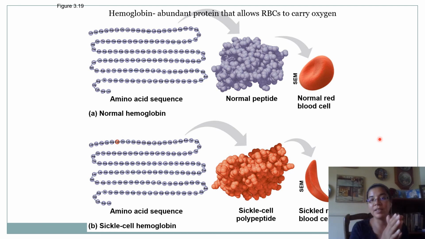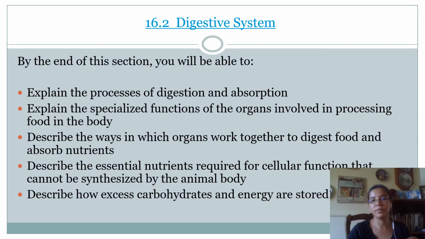And hence, from this unit, we go into digestion and nutrition. We'll see how these molecules serve as nutrient molecules. We'll cover this better in section 16.2, the digestive system, where we'll cover the process of digestion and absorption, explain the specialized function of the organs involved in processing food in the body, describe ways in which organs work together to digest food, and describe the essential nutrients required for cellular function. We just went over the biomolecules. Those are essential nutrients, nutrients that cannot be synthesized by the animal body. We'll also describe how excess carbohydrates and energy are stored. We'll cover this in the next video.